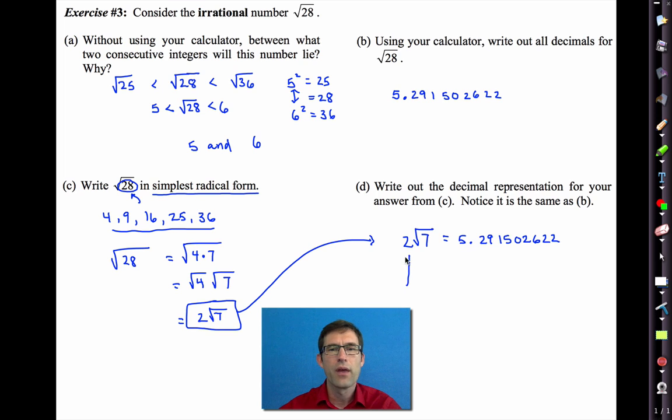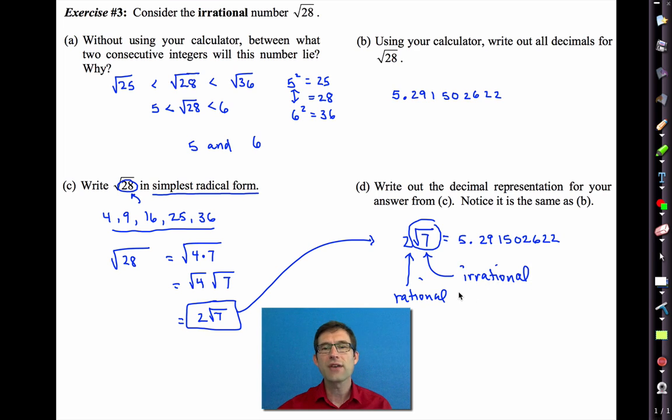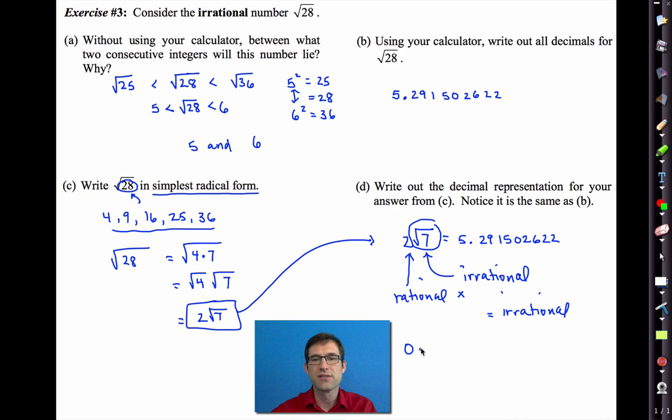Now, think about this for a second. This is kind of cool. This is a rational number, right? 2 is a rational number. And the square root of 7 is an irrational number. But that means a rational times an irrational must be an irrational. Unless, of course, we had 0. If I had 0 times, let's say, the square root of 10, that would be 0. And that 0 is a rational number. So besides 0, a rational number times an irrational number will be irrational. All right? We're going to summarize this in just a moment. So write down what you need to. Pause the video.